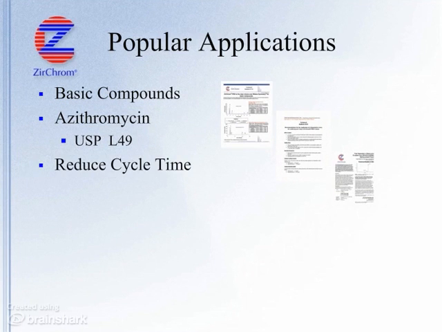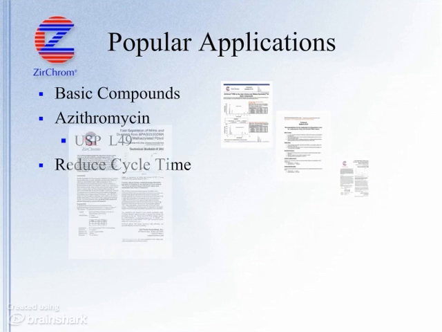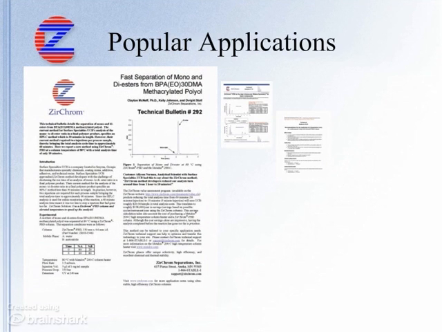Increasing the method temperature reduces the mobile phase viscosity, allowing for increased flow rate and thus decreased cycle time. Technical Bulletin 292 details a real-world example of how a ZirChrom customer reduces their cycle time from 30 minutes to 10 minutes with only a modest increase in temperature using equipment they already had in their lab.